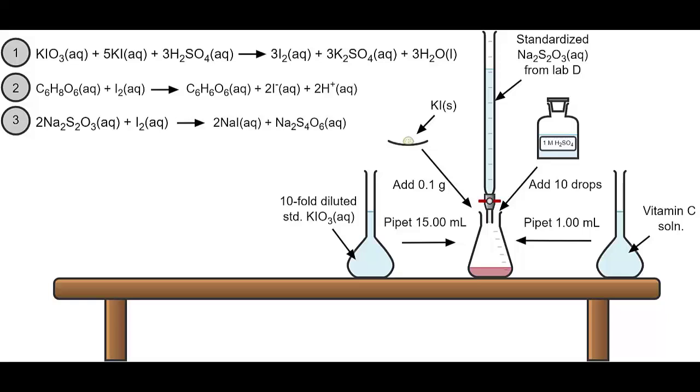Some of this aqueous iodine is consumed by the reaction with the vitamin C contained in a 1 ml portion of the vitamin C solution, according to reaction 2. The amount of aqueous iodine remaining after the reaction with vitamin C can then be determined through the titration with the standardized sodium thiosulfate solution, according to reaction 3. This volumetric approach is called a back titration, as it involves an indirect determination of the amount of analyte, which in this case is the vitamin C.